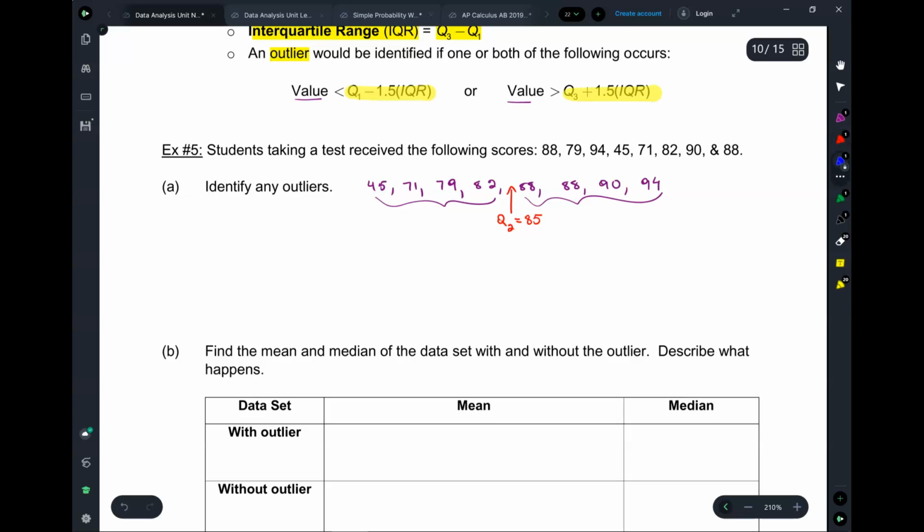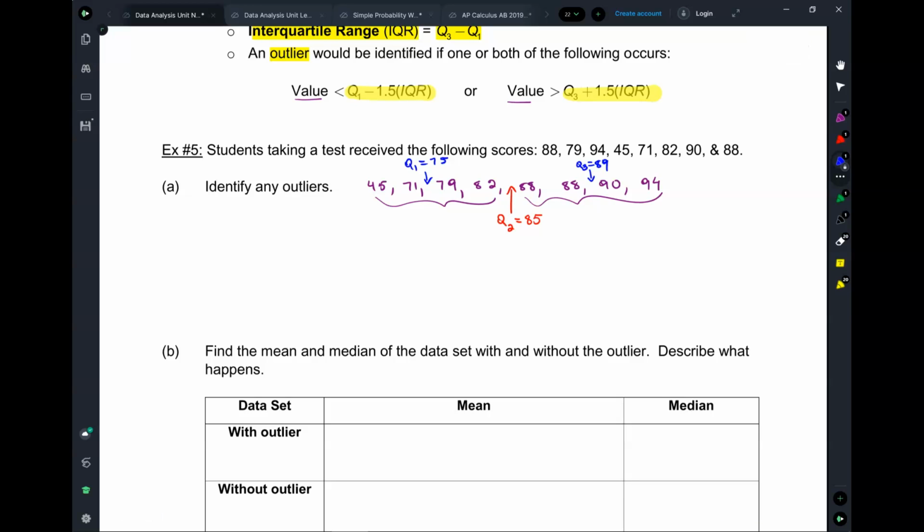Now, for Q1, we have the same situation here. It's going to fall in between here. So what's the middle value there? 75. So Q1 is 75. And what's Q3? 89. So basically what we're doing is 88 plus 90 divided by 2, or the middle number.